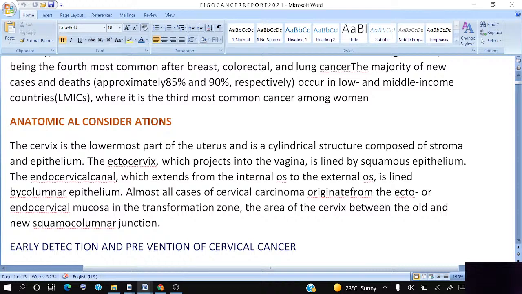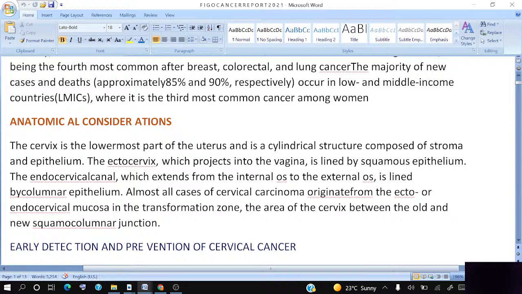Anatomical consideration: the cervix is the lowermost part of the uterus, and the uterus is a cylindrical structure composed of stroma and epithelium. The cervix projects into the vagina and is lined by squamous epithelium. The endocervical canal extends from the internal os to the external os and is lined by columnar epithelium. In almost all cases, cervical carcinoma originates from the endocervical mucosa in the transformation zone, the area of the cervix between the old and the new squamo-columnar junction.